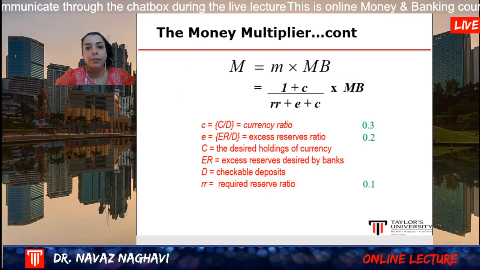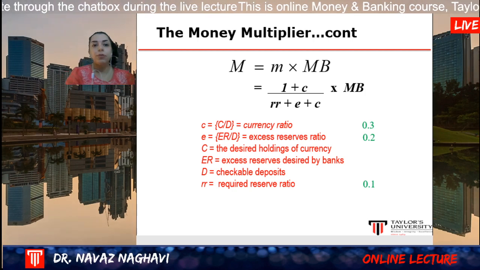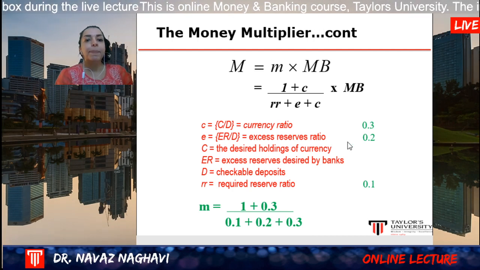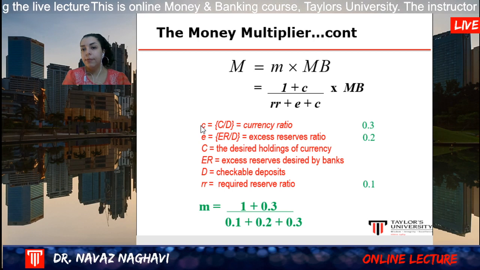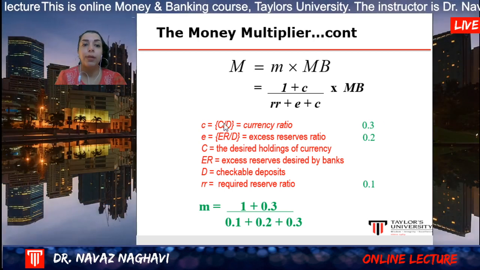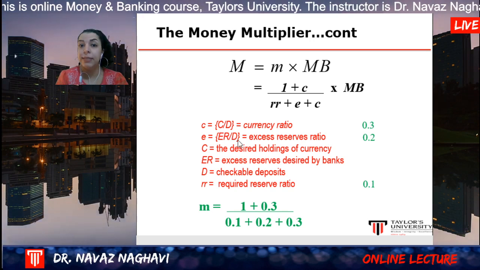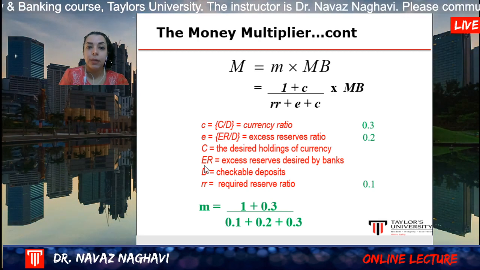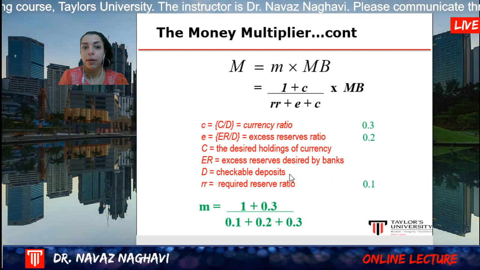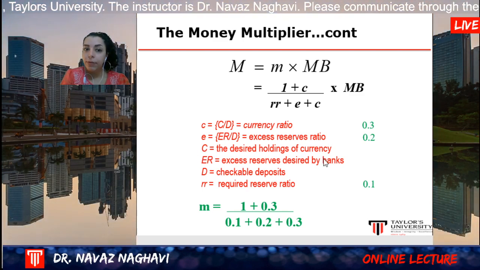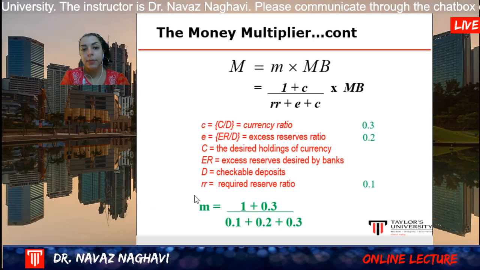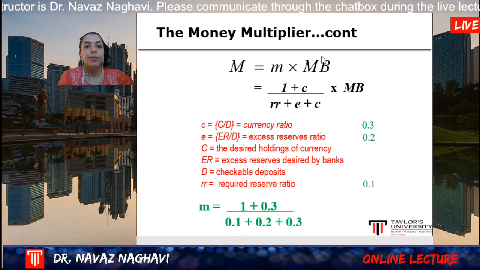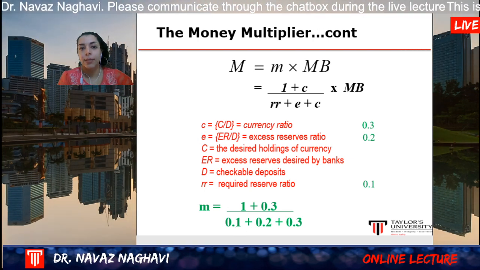Then, okay, here are some examples where everything is given to you and you have to calculate, for example, the money multiplier. But normally here you can see that the whole ratio is given to you. If I don't give you the ratio, I give you, for example, the amount of C and the amount of D and maybe the amount of ER, then I ask you to calculate. You should calculate yourself. You know that ER is the excess reserve desired by the bank, C is the holding of currency, D is the checkable deposit, and RR is the required reserve ratio. So you can calculate these ratios, c and e, yourself.